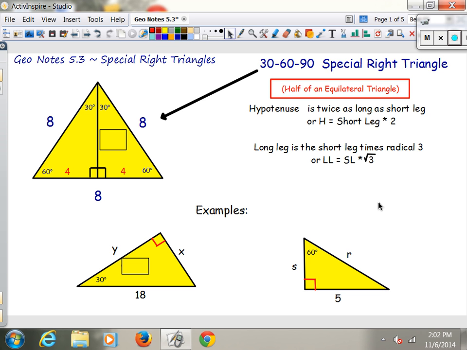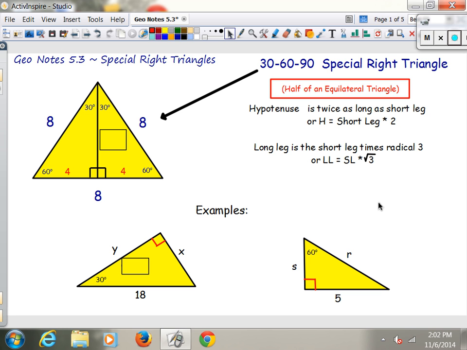Okay, so look at the two formulas that you have on your paper. What do you see in common? Which one would we love to have the most? Short leg, because then we can find both of them really quickly. So if I have the hypotenuse, which one do I need to find first? Short leg. If I've got the long leg, which one do I need to find next? Short leg. Okay, your short leg is your main one.